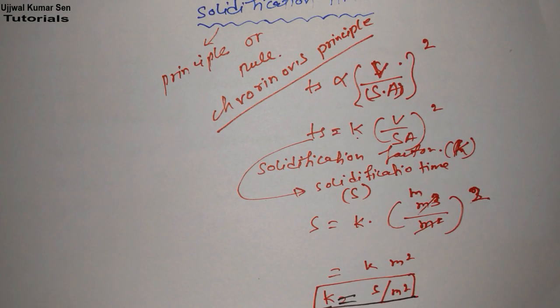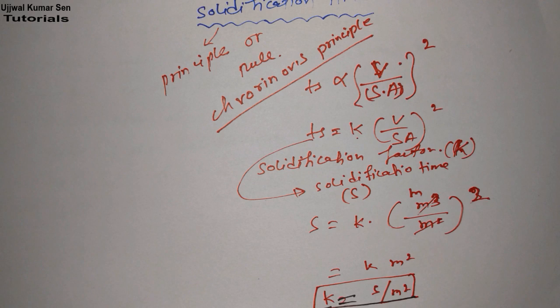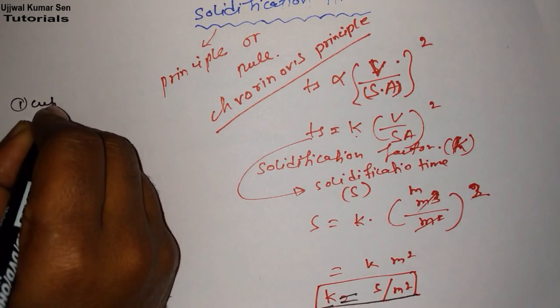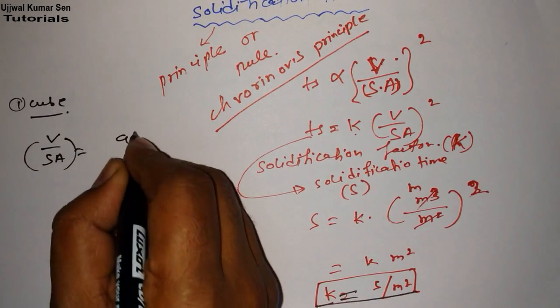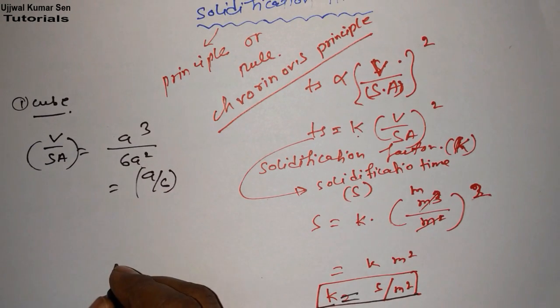So now let's go for a few shapes. Based on what type of shape we want to cast, we can find out the solidification time. That means solidification time also depends on the shape of the casting. So let's go for it. First, let's go for the cube. I hope you can see. For the cube, volume is a cube, surface area is 6a square, so volume by surface area is a by 6, right?